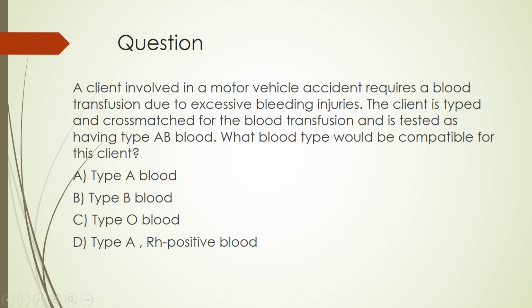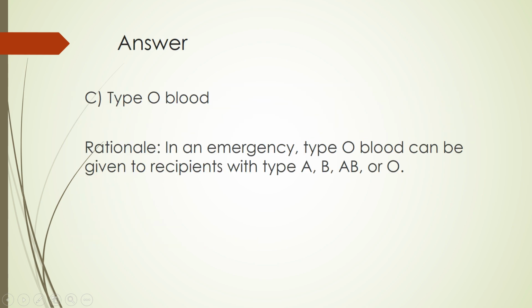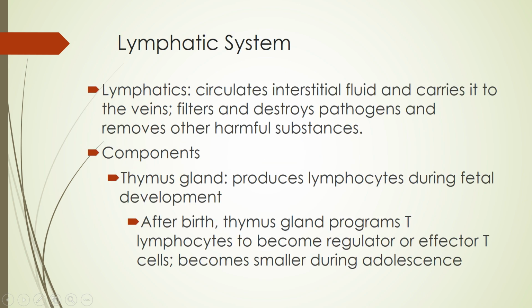Okay, so think it over. Here we go. I'm going to show you the answer. Type O. Rationale: in an emergency, type O blood can be given to recipients of A, B, AB, or O. Okay? So, the lymphatic system.